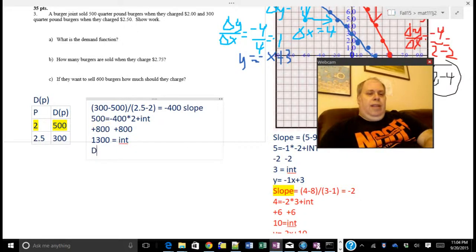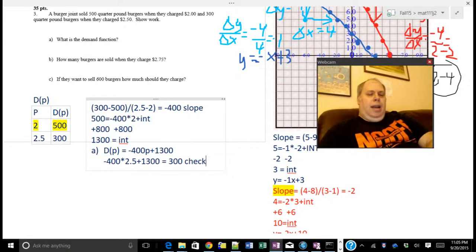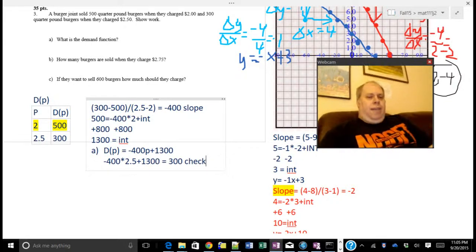So our formula for D of P, and that's the answer to part A, so let's put that A. The formula for D of P is negative 400P plus 1300. Now to test it, I'm going to plug in 2.5 into P. So I'm going to say negative 400 times 2.5 plus 1300. And I better get 300 or it won't check. But it does, so that checks. So that's the answer to A, and there is the check. It's always good to check with word problems.